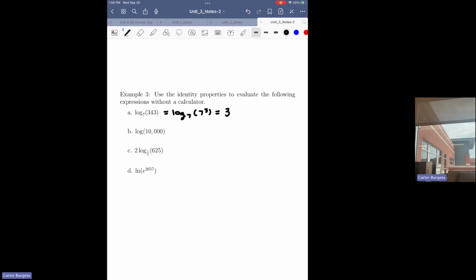Okay, so log base ln is log base what? Log base e. So log base e of e to the 2657. So what power do I have to raise e to for it to equal e to the 2657? Exactly. You multiply. So this was negative 4, we're looking at 2 times this. 2 times negative 4.